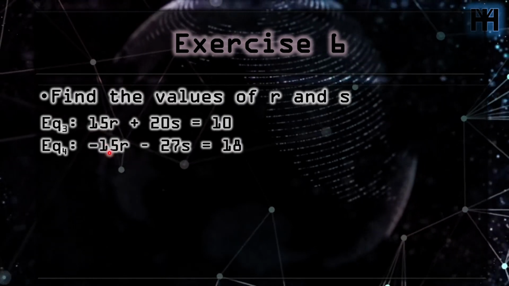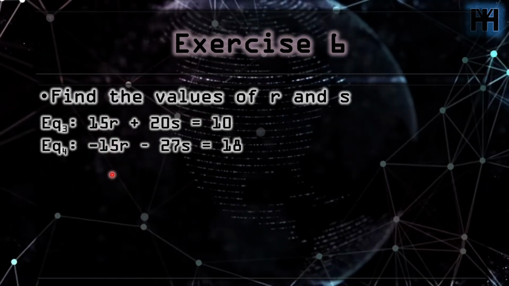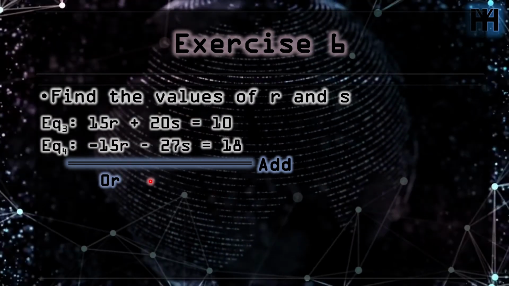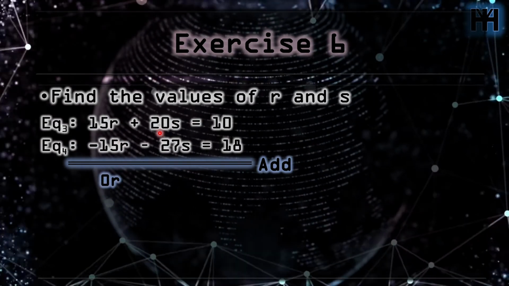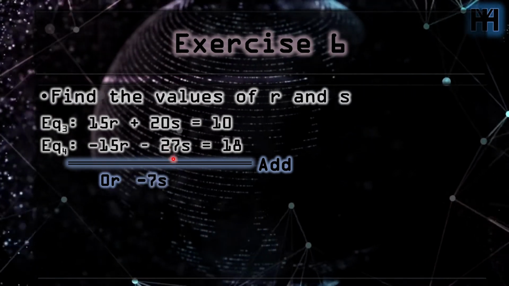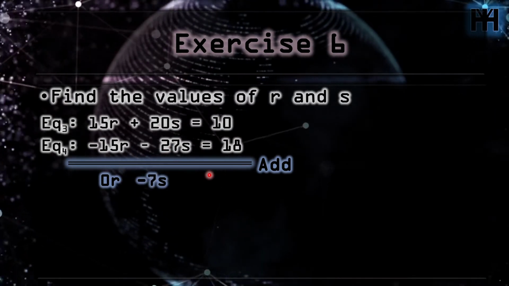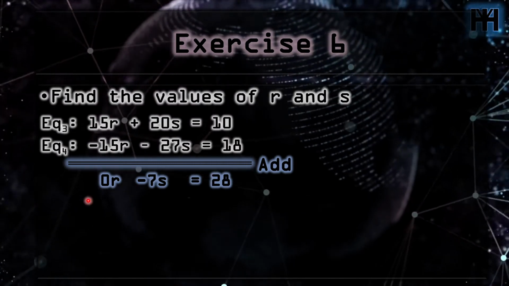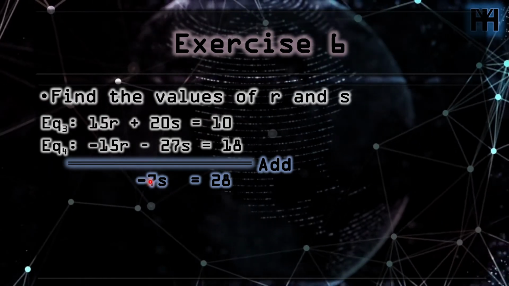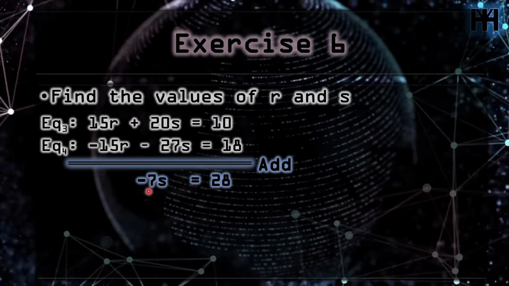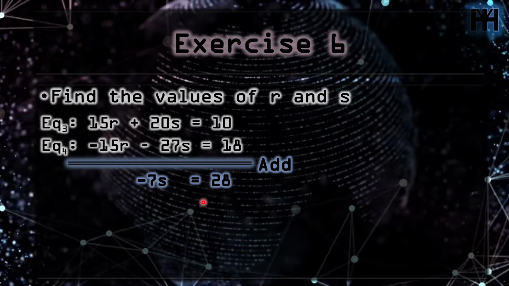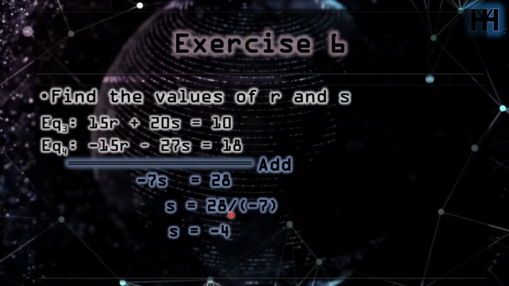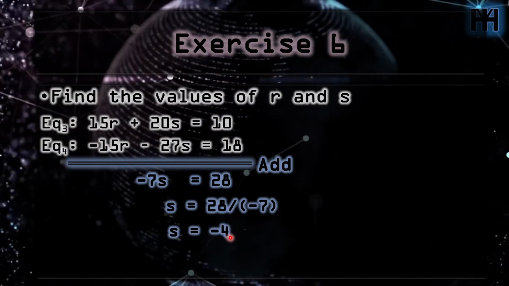Now we can cancel out the r with each other after adding. So 15 and negative 15 will be 0r, and 20 minus 27 we will have negative 7s, and it will be equal to 28. We can remove the 0r, you don't need it. We have negative 7s equal 28, so we can send it to the other side by dividing. So we have s equal 28 divided by negative 7, so it will be negative 4.